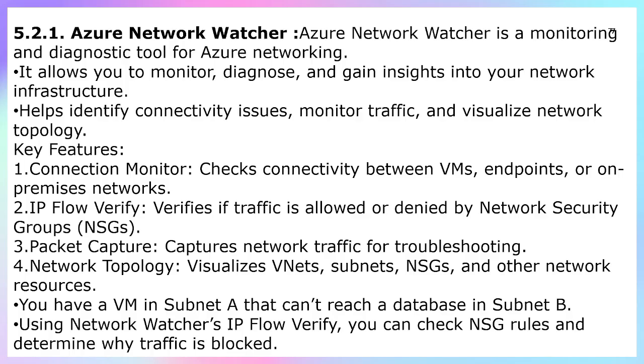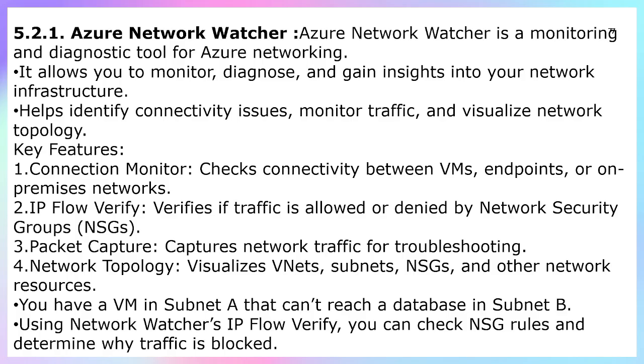A key feature of Azure Network Watcher is connection monitor. It checks connectivity between the VMs. Right. In the VMs, first we check the connectivity. Is proper connectivity available or not? Endpoints and on-premises networks. IP flow verify verifies if the traffic is allowed or denied by the network security group. Packet capture. Packet capture is something by which we can capture the network traffic for troubleshooting, right?